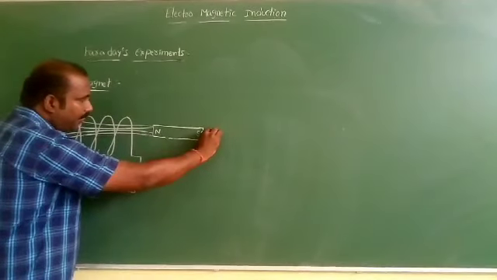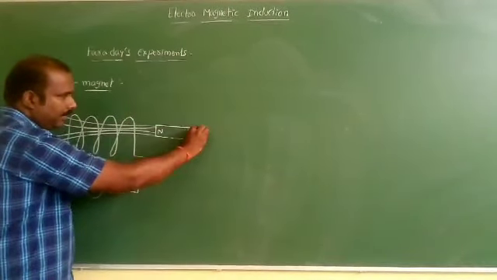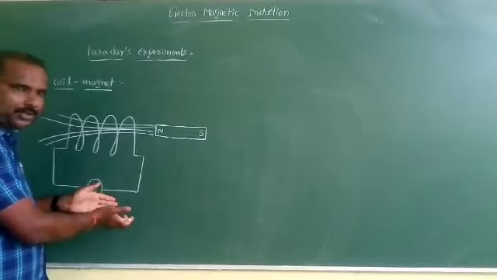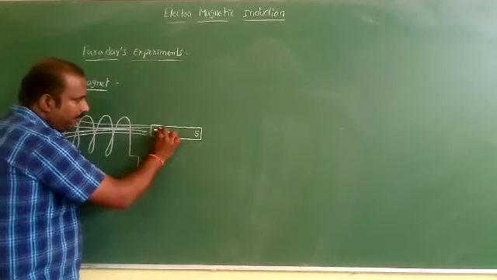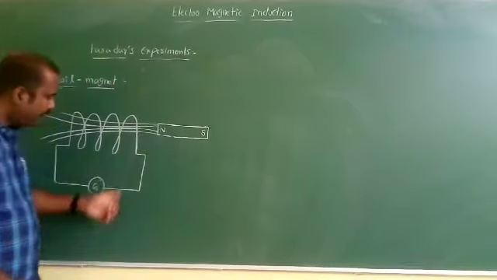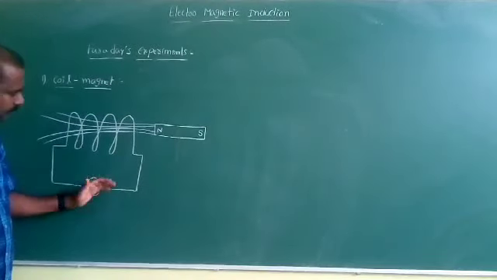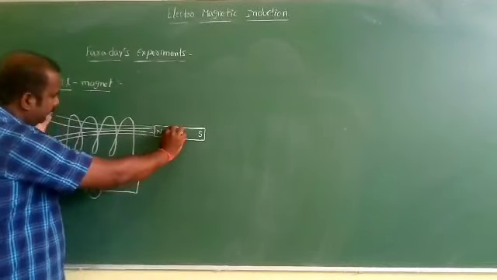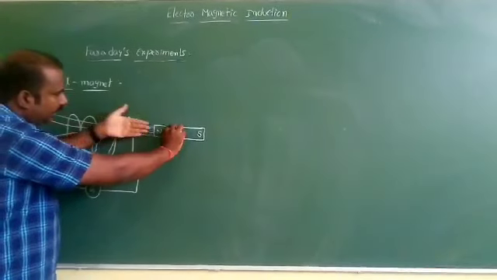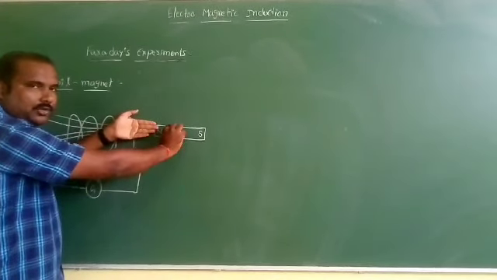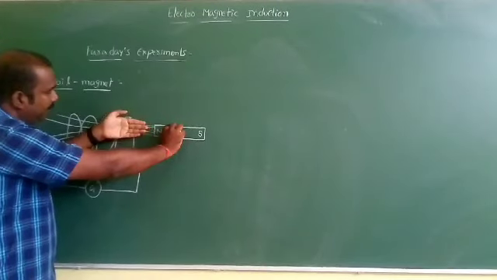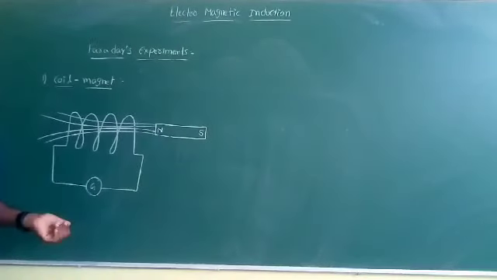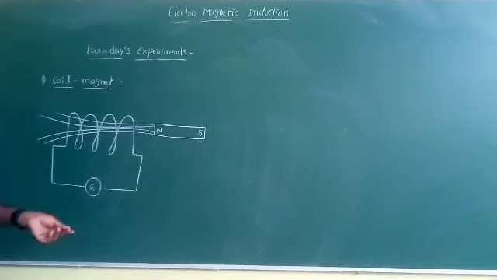If I am moving the bar magnet towards the coil like this, the galvanometer shows deflection in one direction. If the same bar magnet I am moving away, again the galvanometer shows deflection in the opposite direction. If I am keeping the bar magnet here and moving the coil towards the bar magnet, again the galvanometer shows deflection. If I am moving the coil away from the magnet, again the galvanometer shows deflection in the opposite direction.